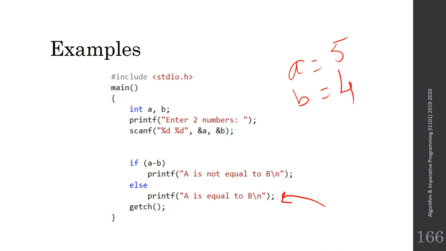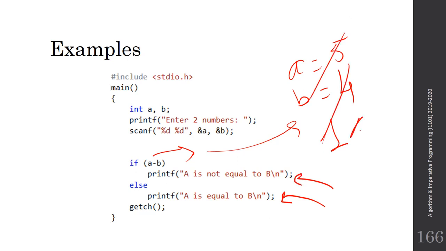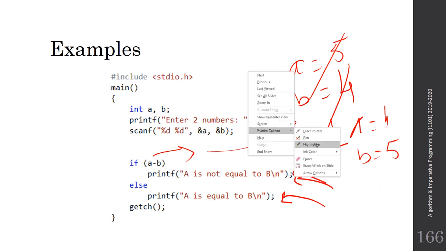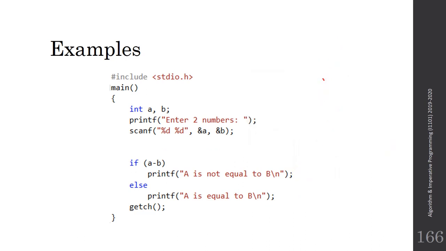So a minus b, what does it give in our example? 5 minus 4 equals 1. 1 is not equal to 0, so I will execute the block 1. What if a equal to 4 and b equal to 5? A minus b is equal to minus 1, so it's not equal to 0. Again, I will execute the block 1. Let me erase and take the example of 5, 5. So a equal to 5 and b equal to 5.